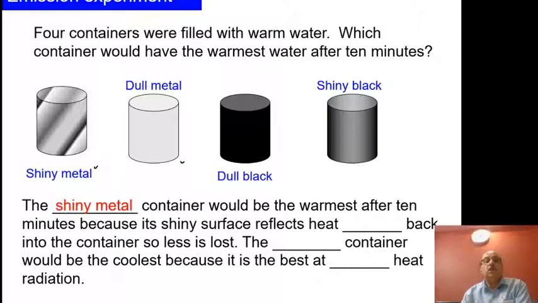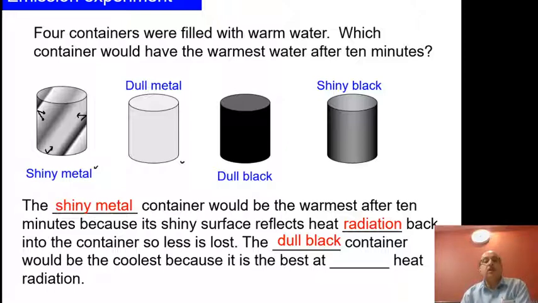because its shiny surface reflects heat radiation into the container. The warm water which is inside is reflected by the shiny metal, and the radiation remains inside the container of shiny metal. So it will be warmest after 10 minutes as it is losing a very small amount of heat.